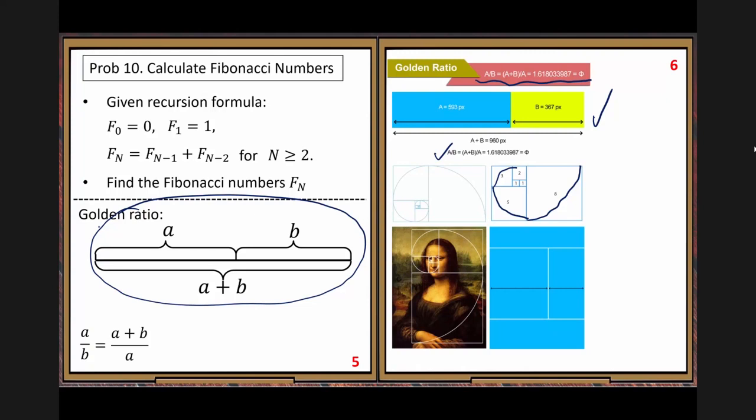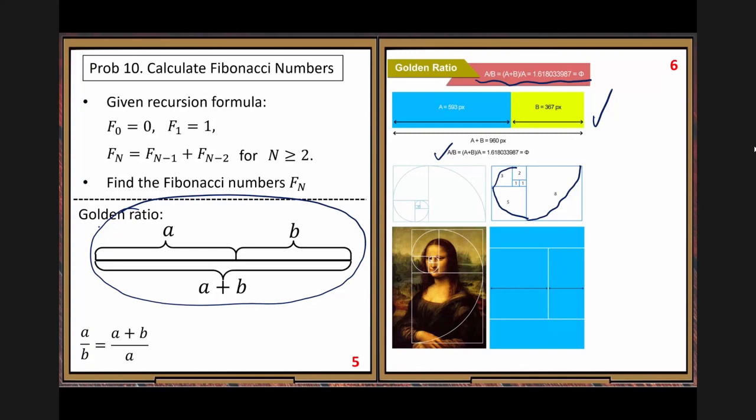So A plus B, the longer line segment, over the slightly shorter line segment. That's B, that's A, not B. If it's B, the gap is too big, right? So over A, not over B. Okay, A plus B over B equals A over B.